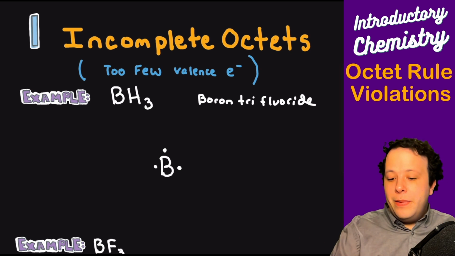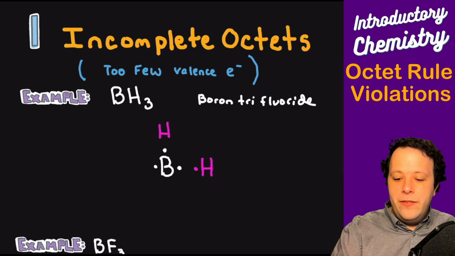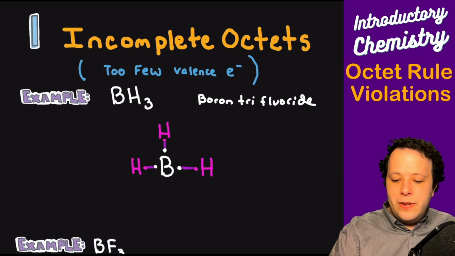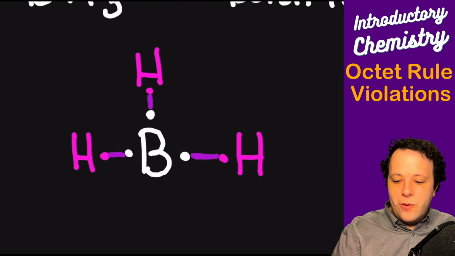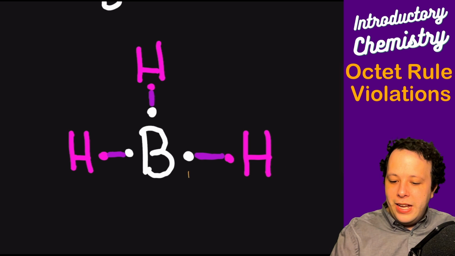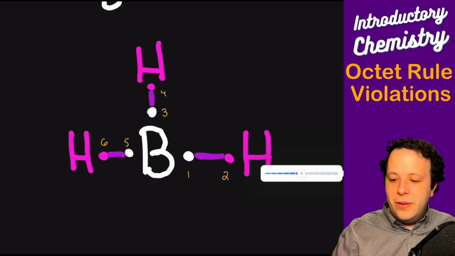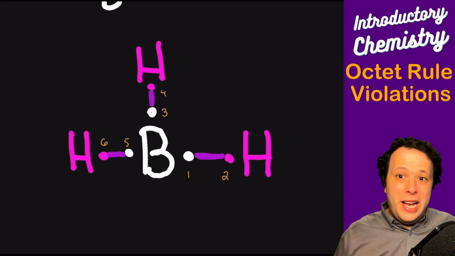So if that's to happen, let's say I have boron around some hydrogens. So hydrogen, we're going to put 1 on each side. We're going to put the 1 valence electron for hydrogen. And when we connect all these bonds, you might see that there's a little bit of a problem here. If I count all of the dots around the boron at the moment, we only have 1, 2, 3, 4, 5, 6 individual dots around boron, meaning that we don't have 8.